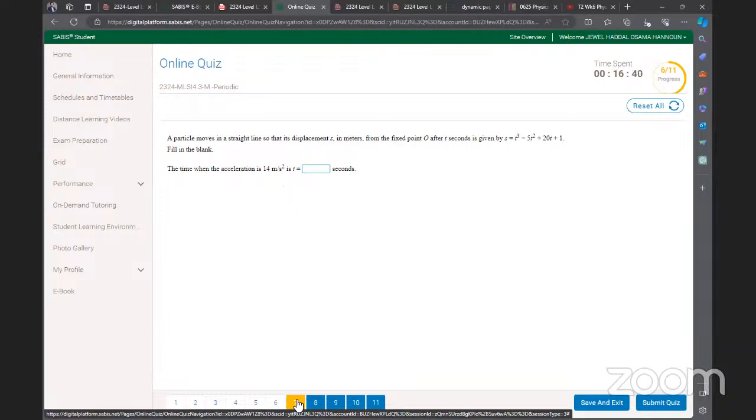Next. A particle moves also. The same thing. The time when the acceleration is 14 meters per second squared. So what is the time when the acceleration is 14? This is the displacement. How can we get the time? First thing, you will do the first derivative. This is v, the velocity.